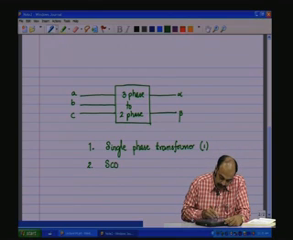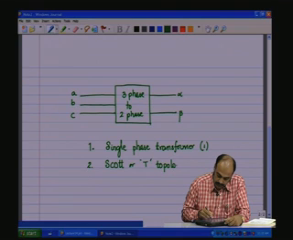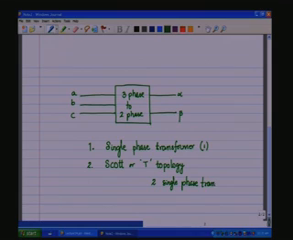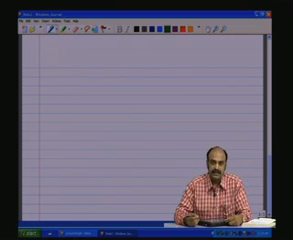it is called the Scott or the T topology, where 2 single phase transformers are required. Let us have a brief discussion on these 2 topologies before going on to the next topic, because they are interesting, and then it can have some interesting and ingenious applications.